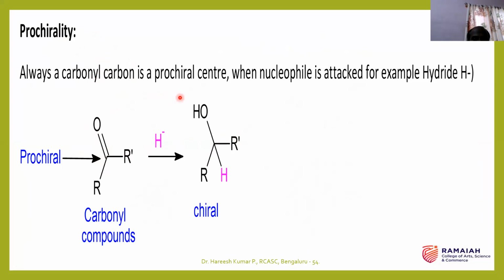Many a time a carbonyl compound will be the prochiral compound. So here what you need to remember: any compound or molecule which can be converted into a chiral molecule in a single step is called prochiral, and the phenomenon is called the prochiral phenomenon. Many a time a carbonyl compound will be the prochiral compound, and this will be the chiral compound. Okay, I will go to the next slide.